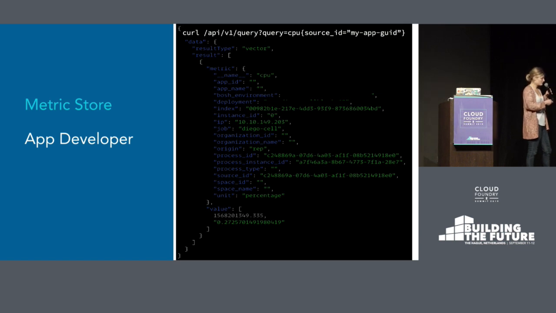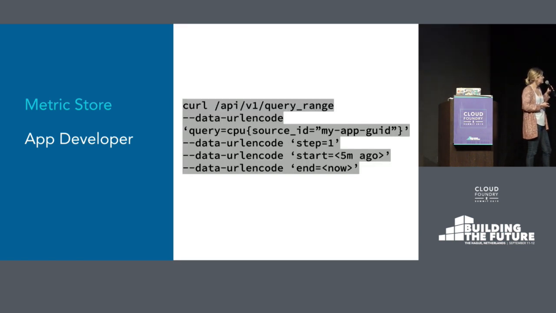And you get your results right there. So we can also do more complex queries, like a range query. Breaking this down, this one is against my app GUID. It's for the last 5 minutes in step increments of 1 second.